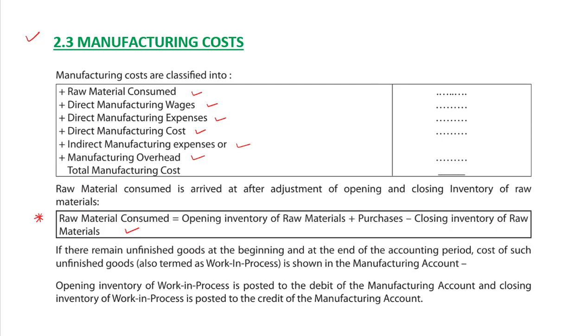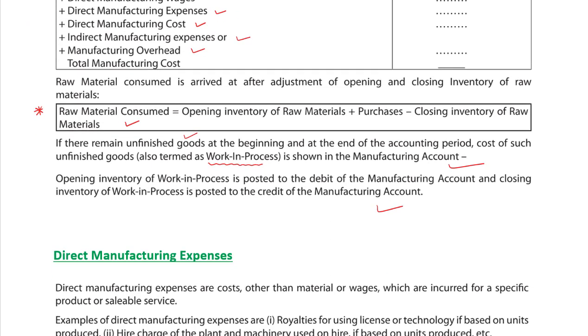So this is consumed. If there remain unfinished goods at the beginning and at the end of accounting period, cost of such unfinished goods, also termed as work in progress, is shown in the manufacturing account. Opening inventory of work in progress is posted to the debit of manufacturing account, and closing inventory of work in progress is posted to the credit of manufacturing account.